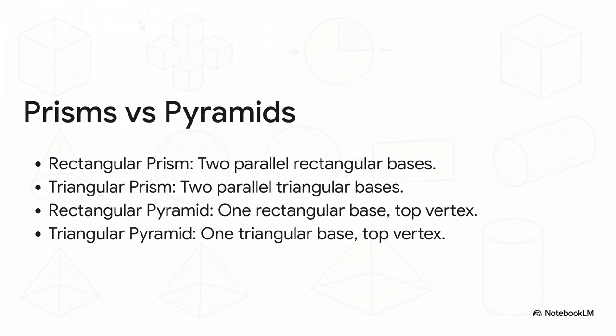For example, a rectangular prism, like a standard cardboard shipping box, has two parallel rectangular bases. A triangular prism has two parallel triangular bases. Pyramids, on the flip side, only have one base. So a rectangular pyramid has one rectangular base, with triangular sides that shoot upward to meet at a single vertex at the top. A triangular pyramid has a triangular base, and again, sides meeting at a top vertex. Basically, the name of the base gives the shape its first name, and whether it has two parallel bases or meets at a point, that gives it its last name.